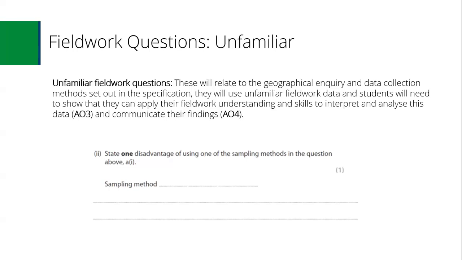And unfamiliar fieldwork context questions could be about their physical or human geography. So in this case: state the sampling methods in the question above. The question above would have given those sampling methods. You would name the one you were going to look at the disadvantage of, and then say what it is.